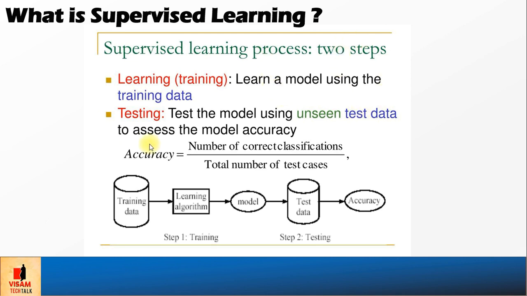If you see here in this diagram, the training data is nothing but data which is used as a base to predict the output. Using this training data, algorithms create a model, and this model is used to test the input and give the accurate output. So learn a model using the training data, then test the model using unseen test data to assess the model accuracy. This is an example of supervised learning.